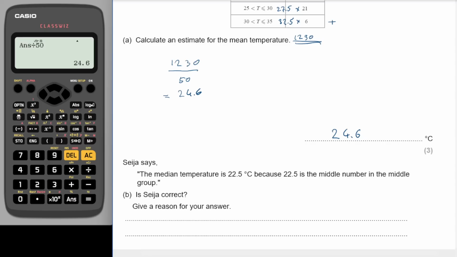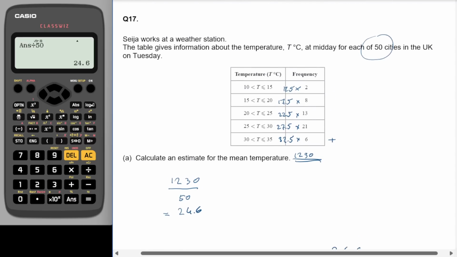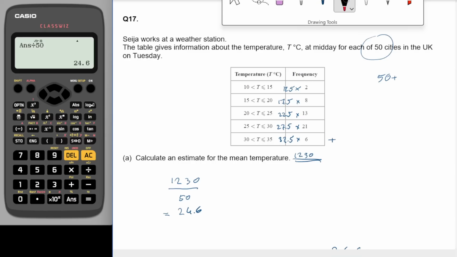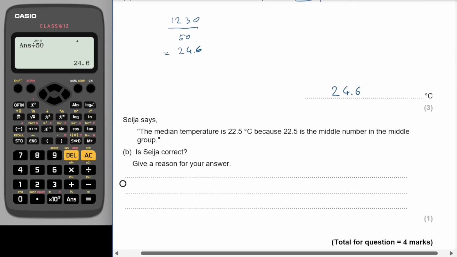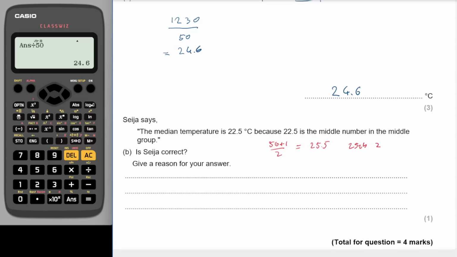If we do, so, to work out the median of 25, we would need to do 50 plus 1. I should do this in a different colour pen really to show that I'm on part B. And I'll do it in the right space. 50 plus 1 divided by 2 would be equal to 25.5. So we'd need to find the 25th and the 26th position.